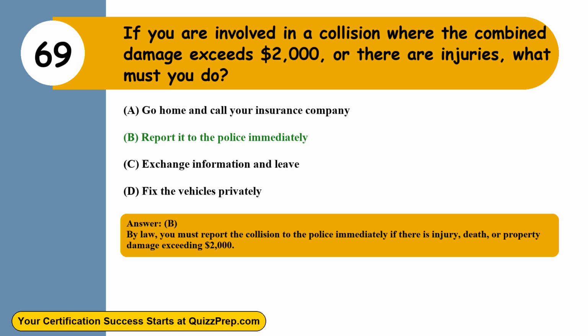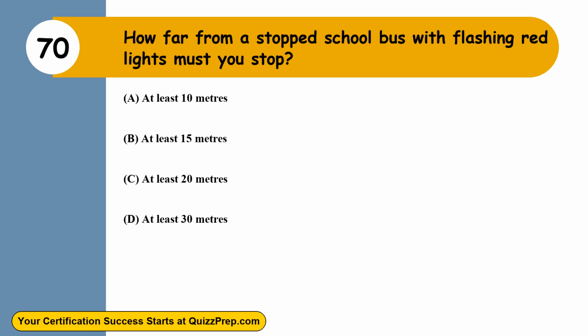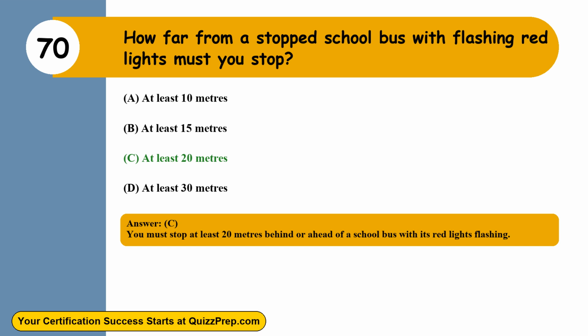Question 70. How far from a stopped school bus with flashing red lights must you stop? Option A, at least 10 meters. Option B, at least 15 meters. Option C, at least 20 meters. Option D, at least 30 meters. The correct answer is option C, at least 20 meters. You must stop at least 20 meters behind or ahead of a school bus with its red lights flashing.